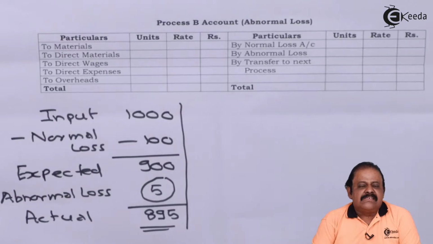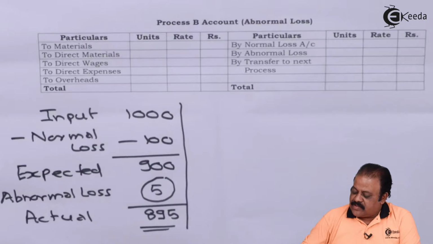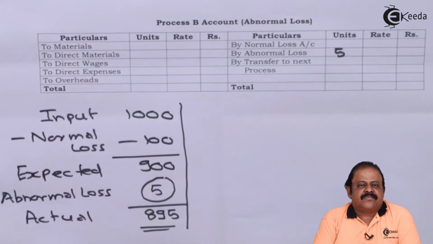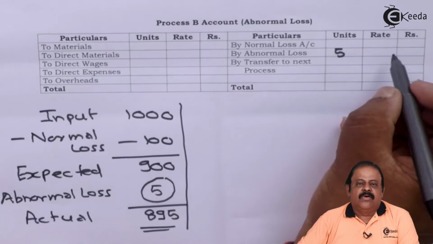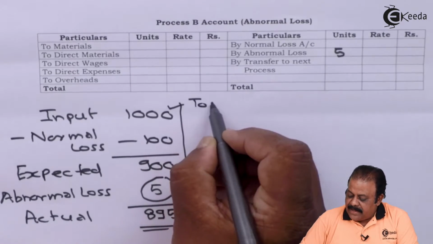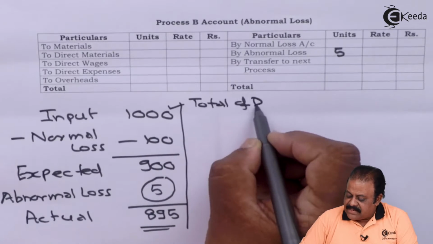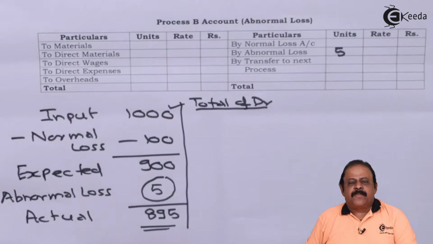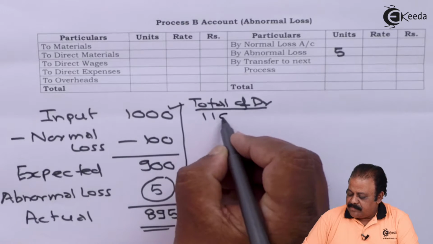Now here abnormal loss is also recorded to the credit of process account. Here it is recorded abnormal loss. In units column we will be recording 5 units. We are required to value abnormal loss at cost of production because those were actually expected units of output. So we are required to do a working note and find out the value of abnormal loss. How to find out that? We have input value here 1000. Here we will be taking total of debit side, that is total of all expenses. Say suppose total of all expenses we had 11,000 rupees.